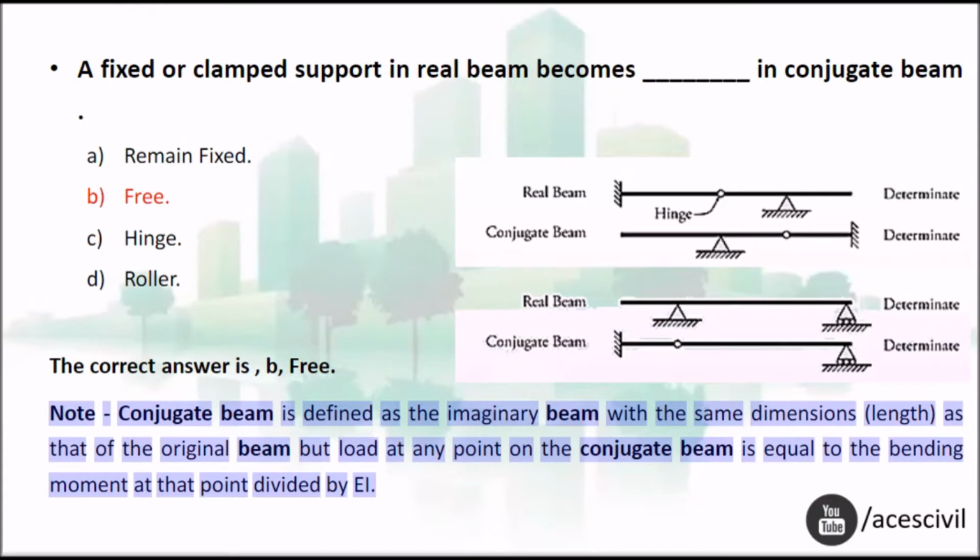Note: conjugate beam is defined as the imaginary beam with the same dimensions, length, as that of the original beam, but load at any point on the conjugate beam is equal to the bending moment at that point divided by EI.